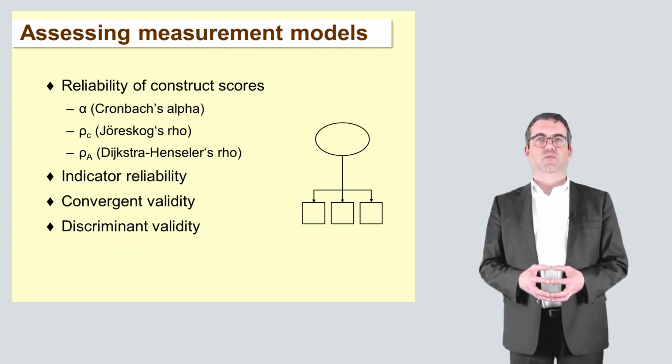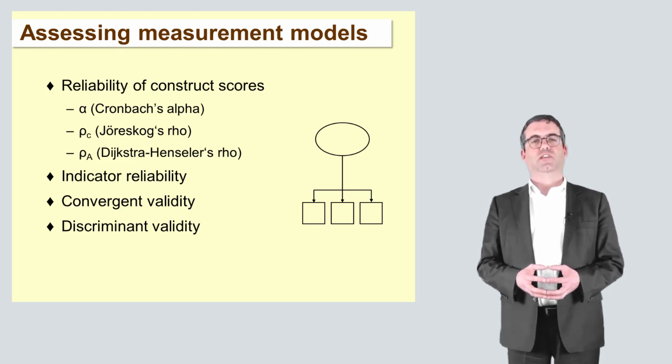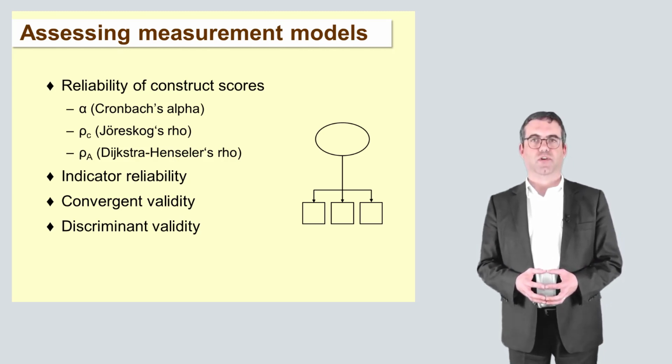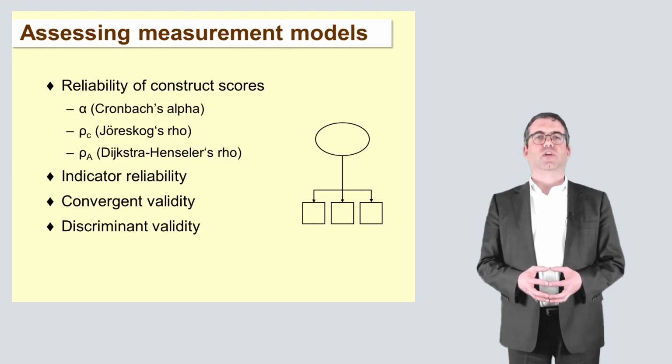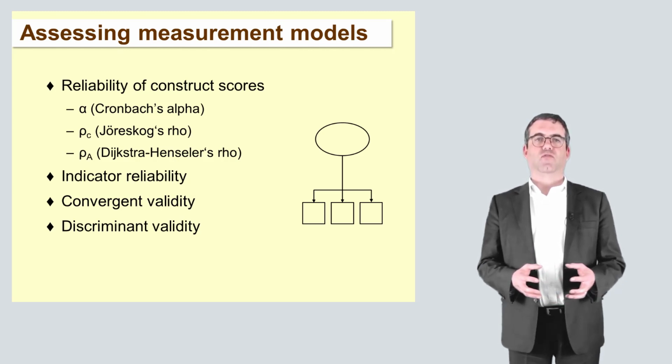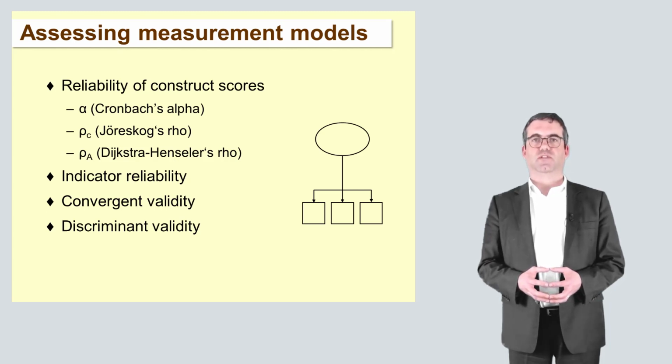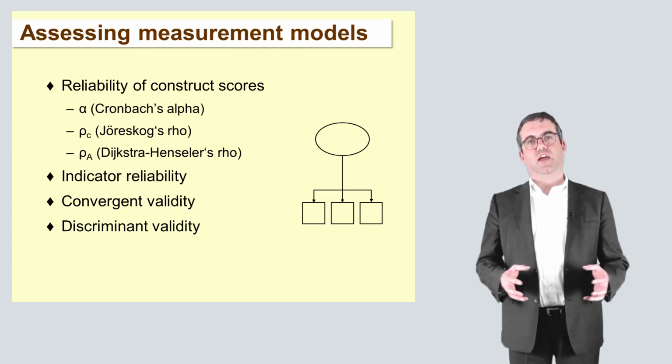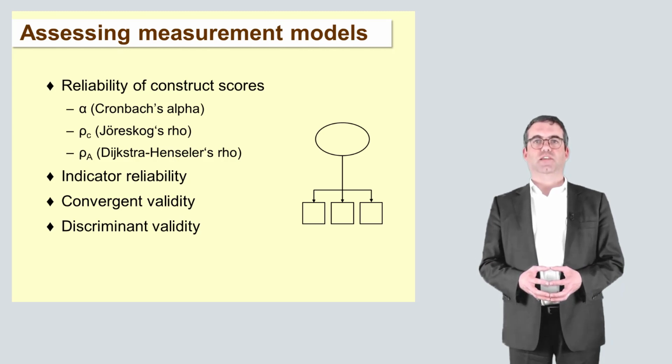Assessing reflective measurement models is usually done along certain quality criteria. One would usually start looking at the reliability of the construct scores and use several reliability indices for this endeavor. Then one would look at the indicator reliability. Then one would check the validity, and this would be convergent validity and discriminant validity.